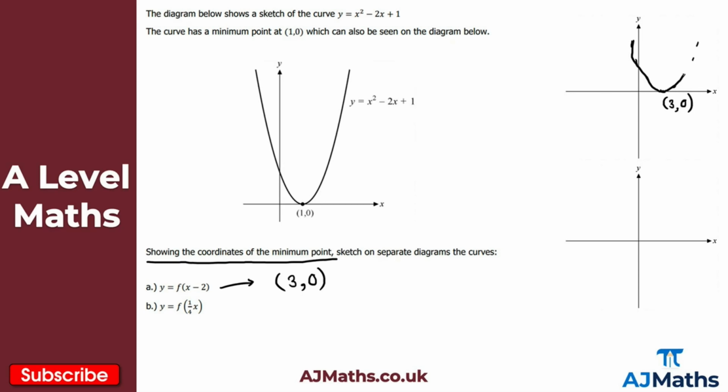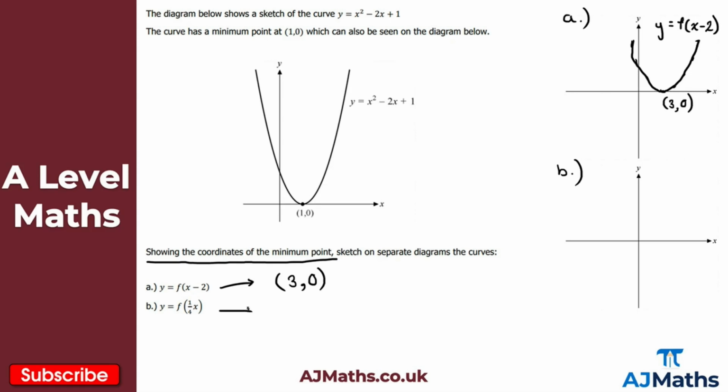My sketches are never great, but it'll look something like that. Okay, so that's y equals f of x minus 2. So that was for part A. We now need part B here. So that's for y equals f of a quarter of x.